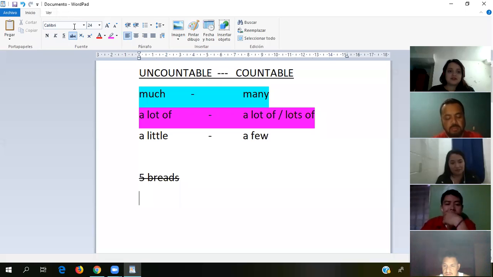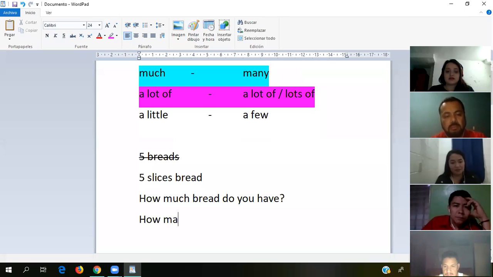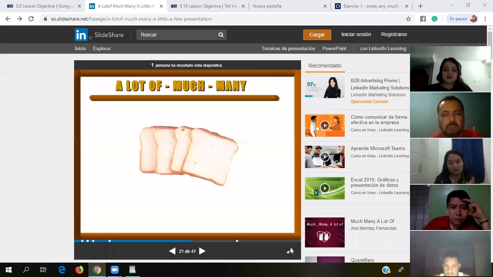Mute the microphones, please. All right, you can say 5 slices of bread. And in this case, it is countable, all right? Slices. So your question can be, how much bread do you have, or how many slices of bread do you have? In that case, both are correct. Bread is not countable.